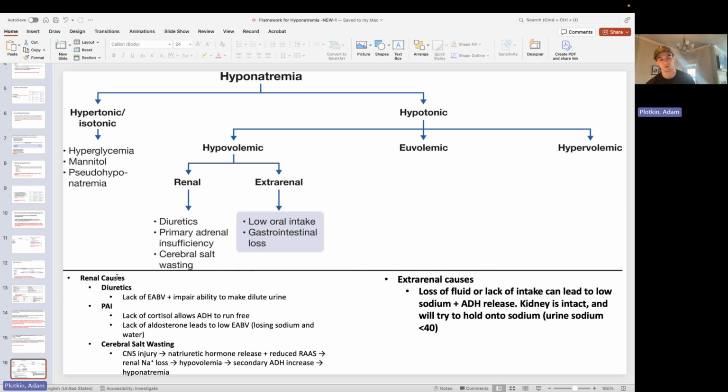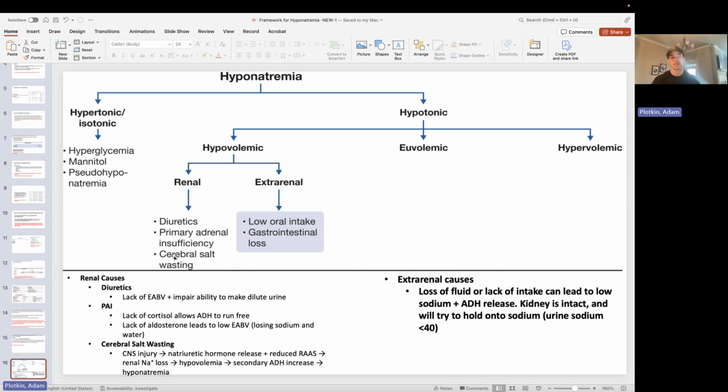The last one you want to consider for renal wasting of hypovolemic, hypotonic hyponatremia is cerebral salt wasting. The mechanism is still not clearly understood, but some sort of CNS injury leads to natriuretic hormone release and a reduced renin-angiotensin system. That leads to renal sodium loss, overall hypovolemia, which is going to cause the release of ADH, and then we get hyponatremia.